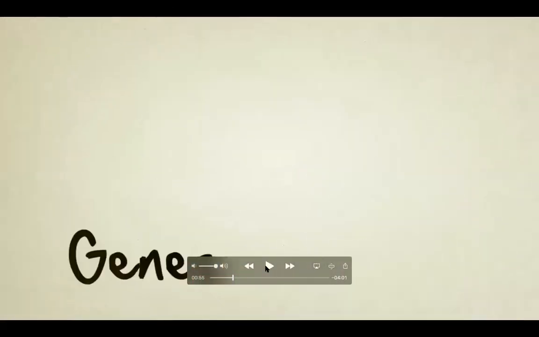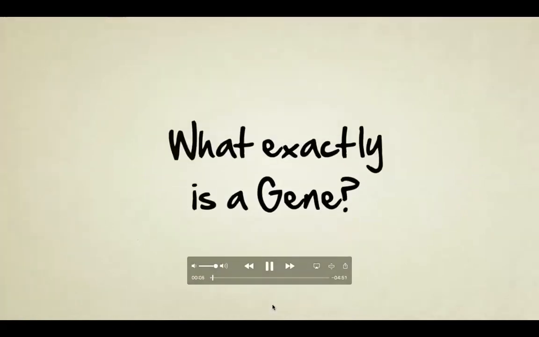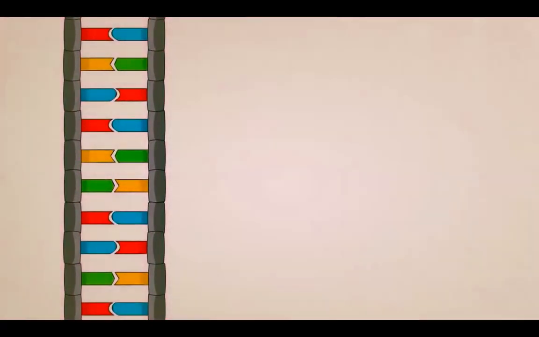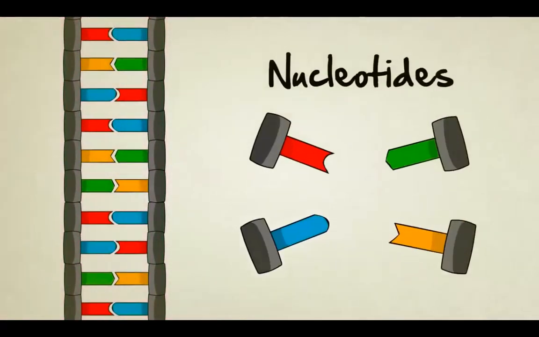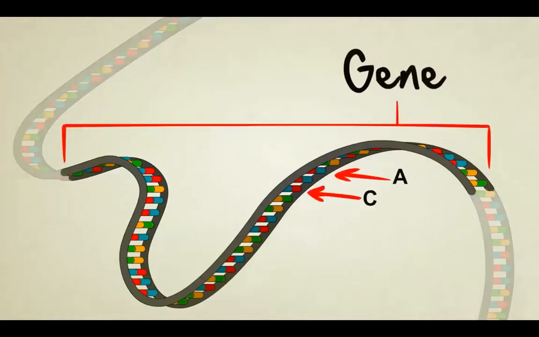Temper tantrums. Stated Clearly presents, what exactly is a gene? Each one of our cells contains 46 strands of DNA. A single strand is made of millions of particles called nucleotides, and these nucleotides come in 4 different types, which scientists have labeled A, C, T, and G. A gene is a special stretch of DNA, a sequence of A's, C's, T's, and G's that code for something.